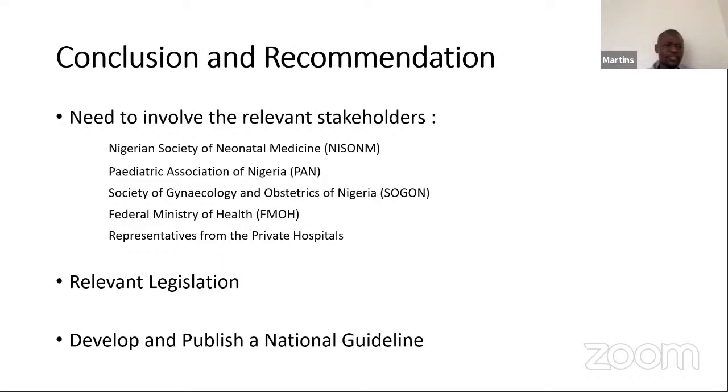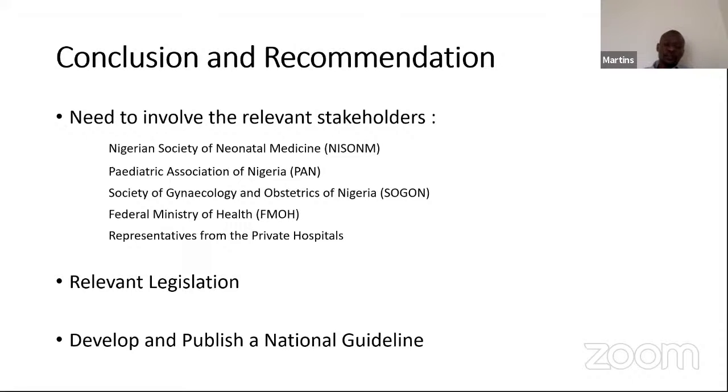And lastly, in having a discussion regarding this official age, there will be a need to involve all the relevant stakeholders. This means you want to involve those who care for the mom, like the obstetricians, and the neonatologists through the Nigerian Society of Neonatal Medicine and the Pediatric Association of Nigeria. Of course, these people will care for the baby after the preterm birth in terms of the neurodevelopmental outcomes. I also want to involve the government, the Federal Ministry of Health, through their representatives. And then, like I did mention, from a large number of private hospitals we see these preterm infants, so we want to involve representatives from these private hospitals.